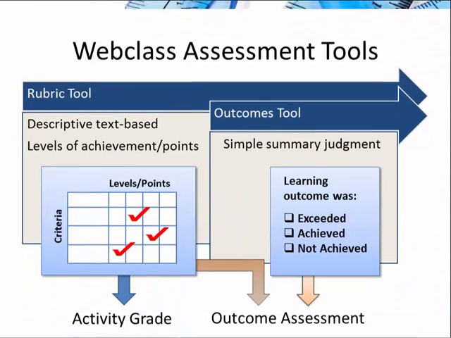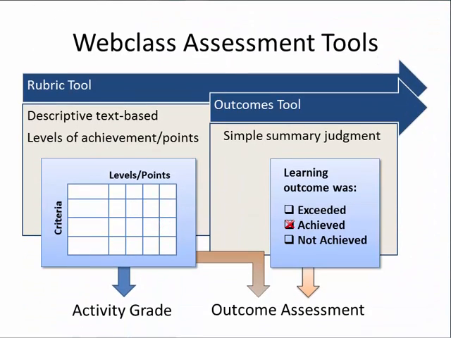The two tools most commonly used in Moodle for assessment are the rubric and outcomes tools. As a quick refresher, rubrics are descriptive tables that rank criteria against levels of performance. Points can be assigned to the rubrics that allow them to be used either for grading or outcome assessments, or both, as in the case of a LASA. The other tool, outcomes, simply provides a single individual summary judgment on achievement of the outcome.